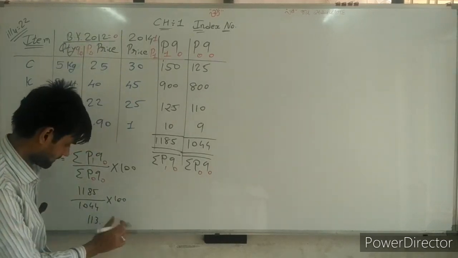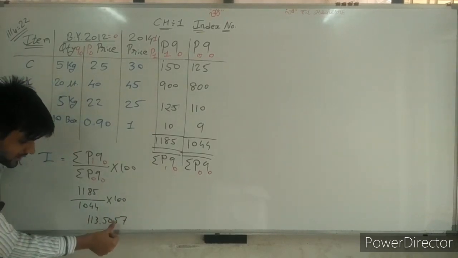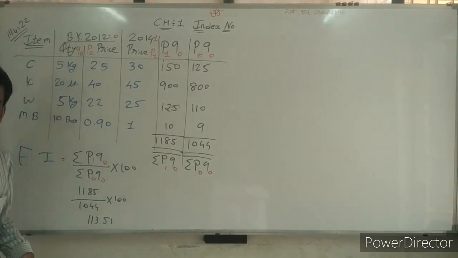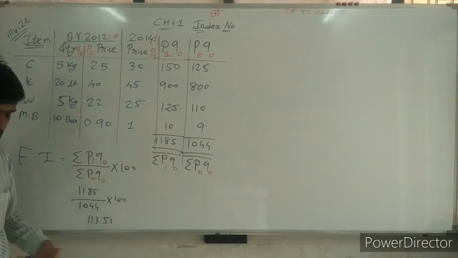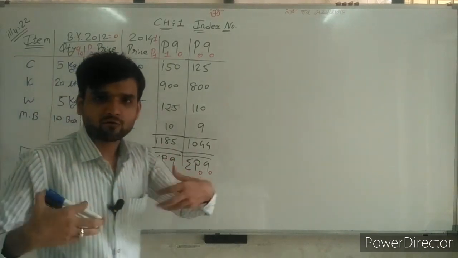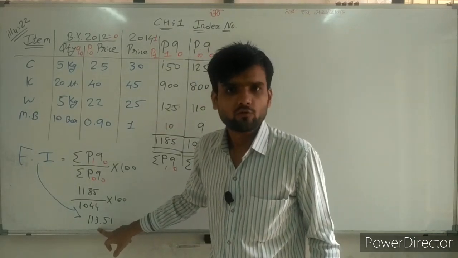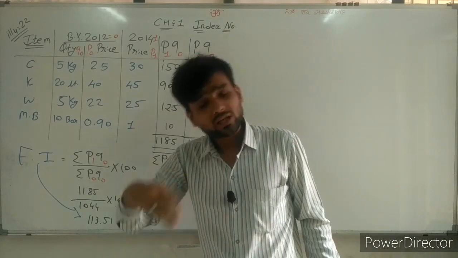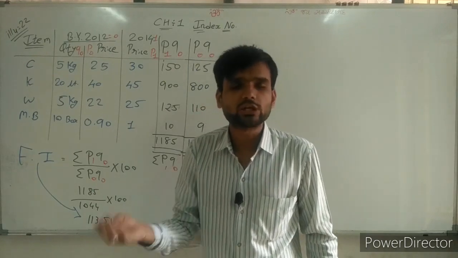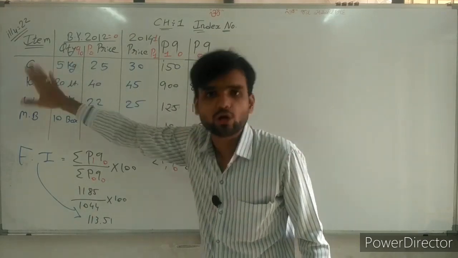113.5057. If I want to round it off, then this 5 and 7 cancel. Because of the value being more than 5, here I have to add 1. So 51. So 113.51 is the index number of fuel. Now for the life of a person, the fuel index is not the only thing important. For life, fuel and other things are also required. Clothing, rent, all these things are also required. And that's why this is the index number for fuel only.